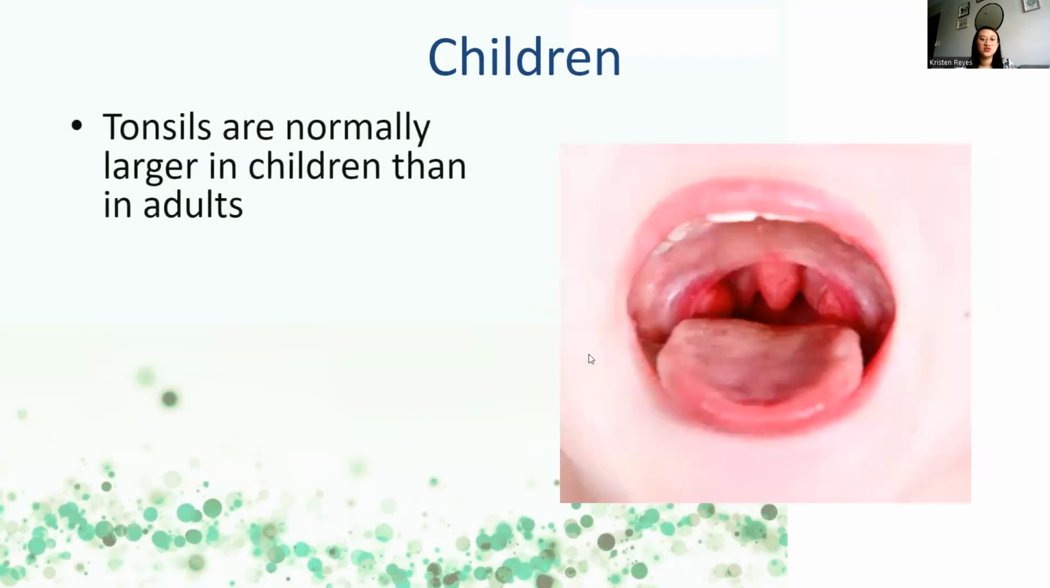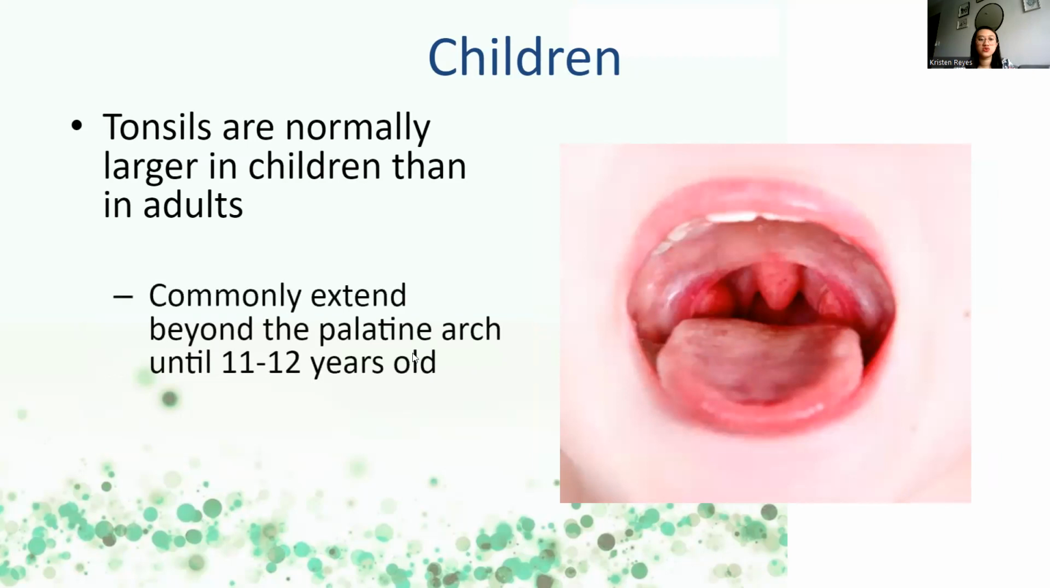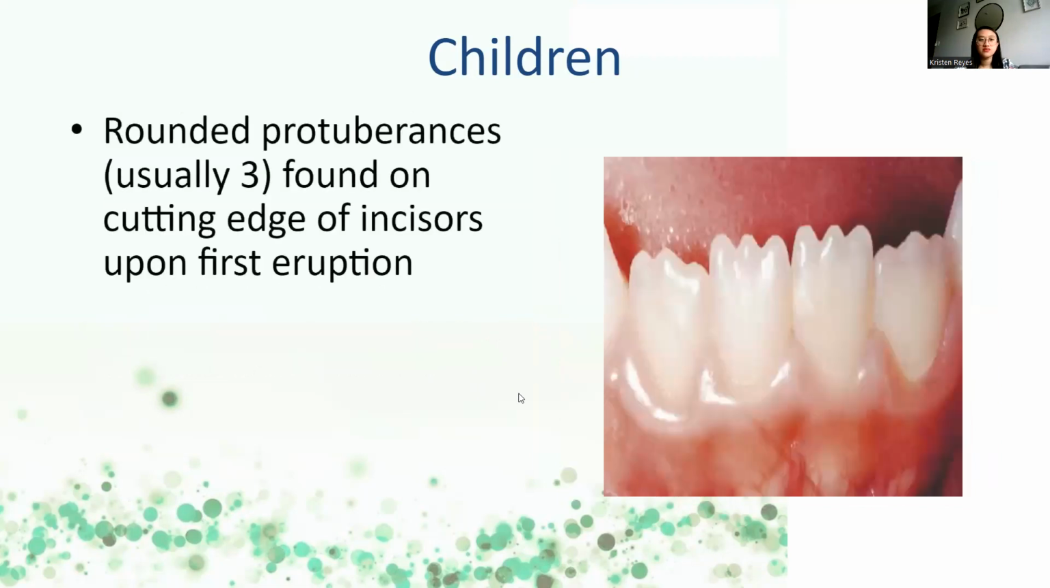Okay? So, in children, tonsils are normally larger than in adults. So, they commonly extend beyond the palatine arch until 11 to 12 years. This is abnormal, rounded protuberance found on cutting edge of incisors. This is common in milk teeth or non-permanent teeth. Okay? Pero if this is seen in permanent teeth, yun, di na yun normal. Okay?